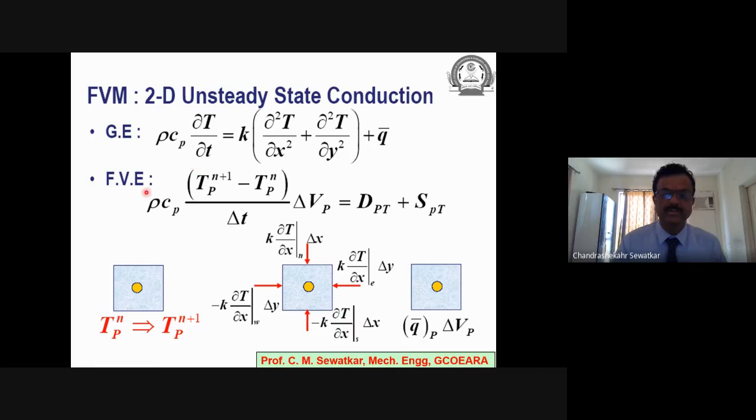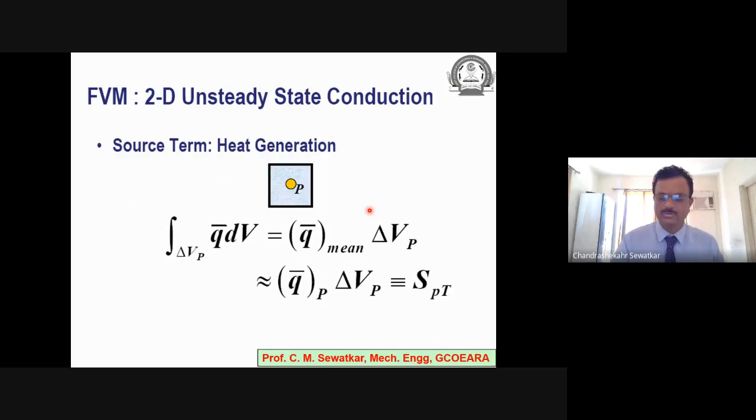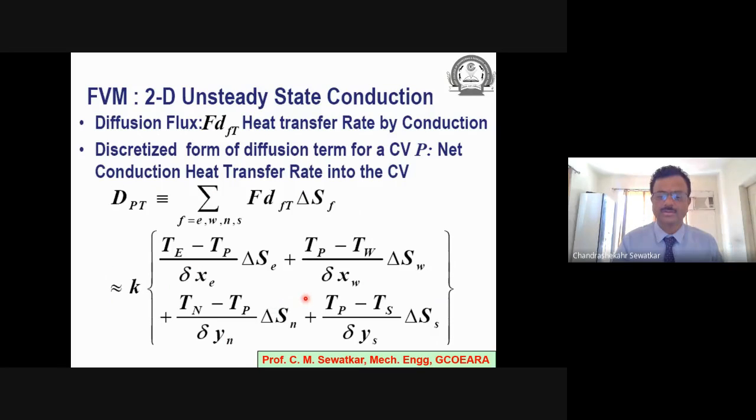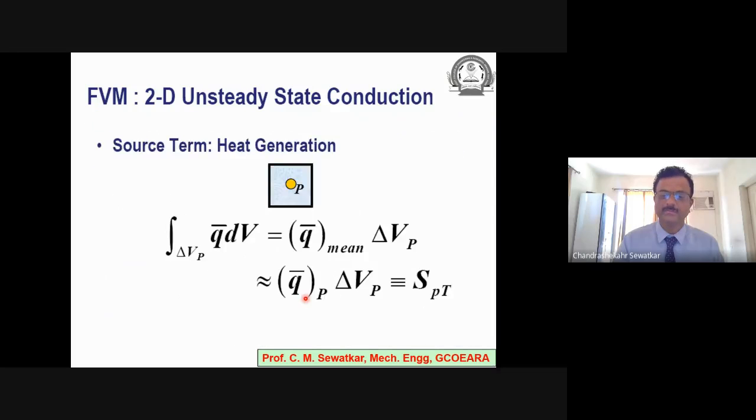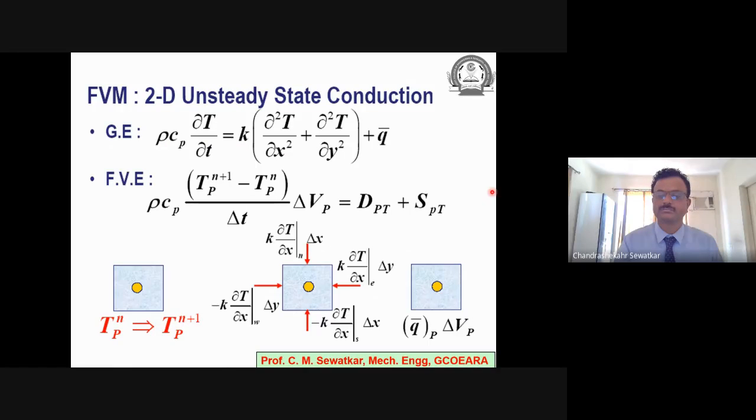So now, having written this equation, do remember this dPT is in the discretized form. I have already given you the expression for dPT. It is in the discretized form, and Q bar P delta Vp is also a discretized form, which is SPT. So the entire equation is the algebraic equation in the discretized form. Now I can apply this equation to each and every cell, and we can scroll through the cells one by one and obtain the values for the next time instant.